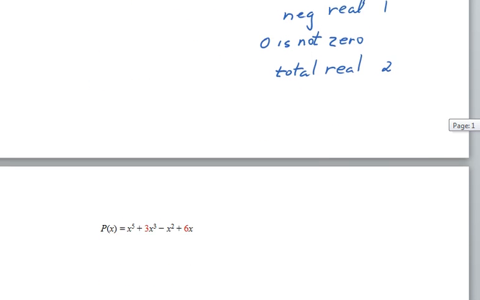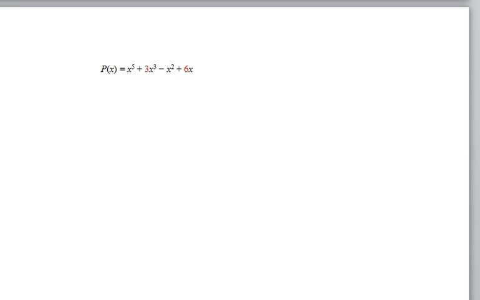We have one last example here. P of x equals x to the 5th plus 3x cubed minus x squared plus 6x. We notice there are 2 changes of sign in P of x, from the second to the third and the third to the fourth. So the maximum number of positive real zeros that can occur is 2.